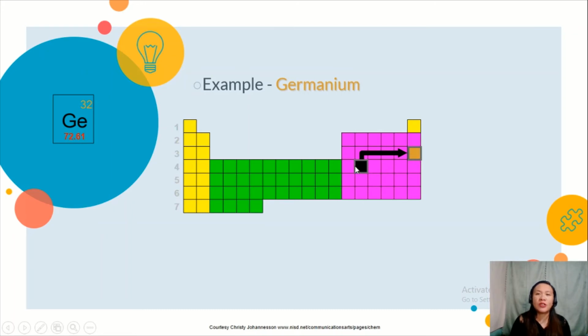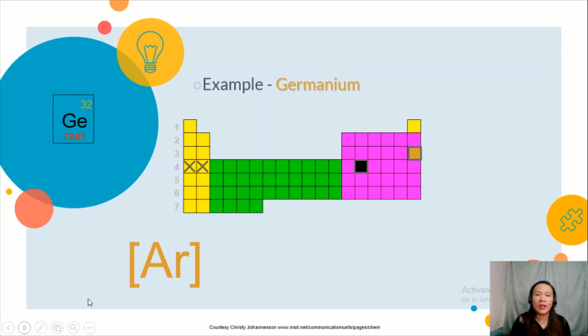Germanium is found in the 4th energy level. Then we go up, and then we go to the nearest noble gas, and then we write that noble gas. This one is argon. Next, after you write the noble gas, we will now fill up the electrons in the 4th energy level until we reach germanium.